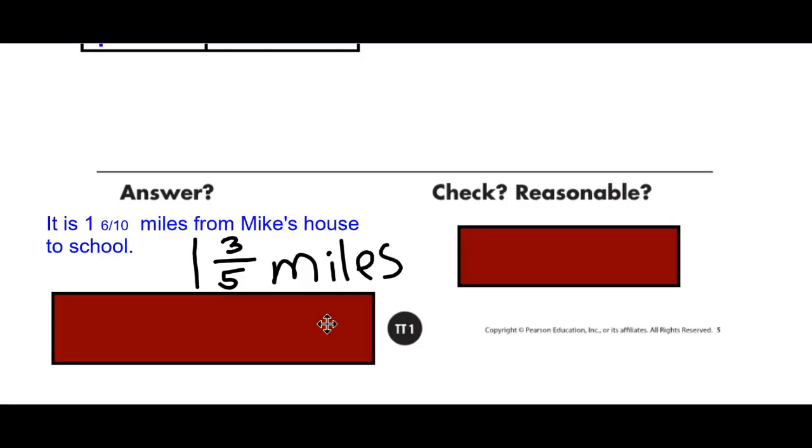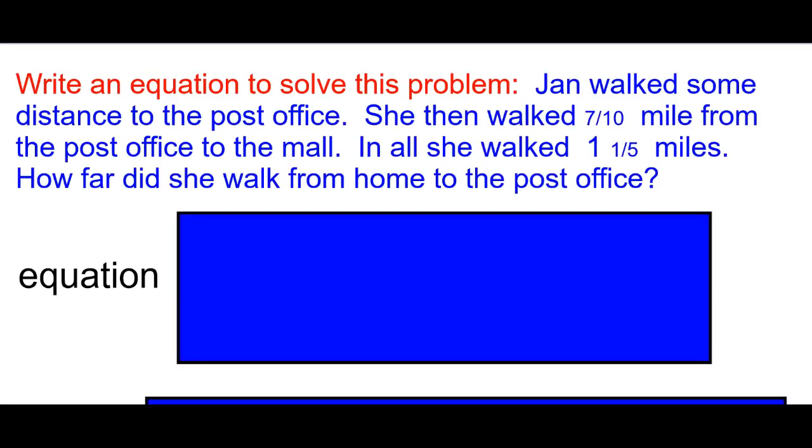So next thing you'll see on your paper is number 1. And next to number 1 is this problem. Jan walked some distance to the post office. She then walked 7/10 miles from the post office to the mall. In all, she walked 1 1/5 miles. How far did she walk from home to the post office?